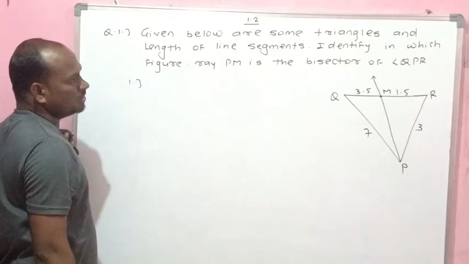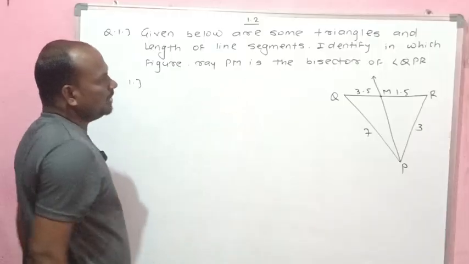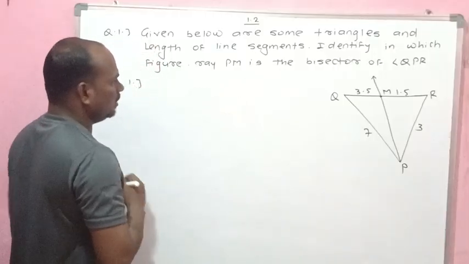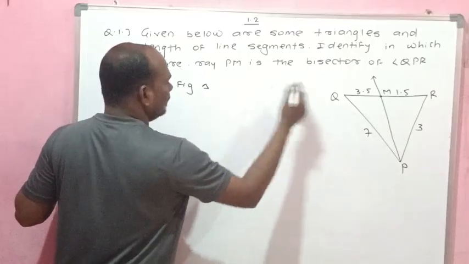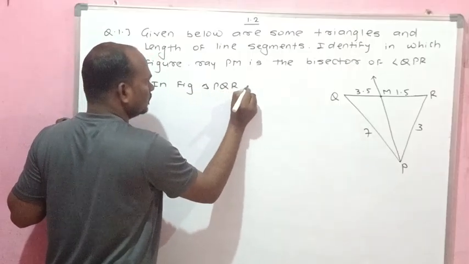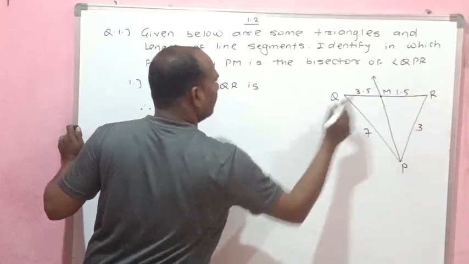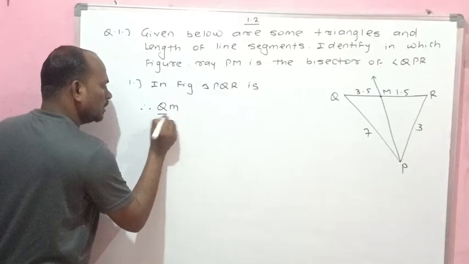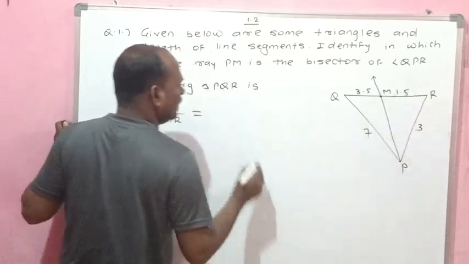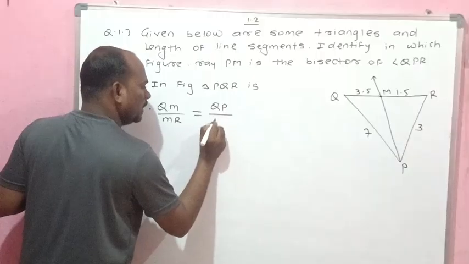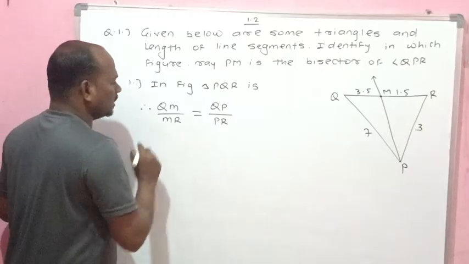Given below are some triangles and length of line segment. Identify in which figure ray PM is the bisector of angle QPR. Now in figure, triangle PQR is, now therefore the first we can write QM divided by MR. Now QM divided by MR is equal to another side QP divided by PR. Now this equation is given as the angle bisector property.